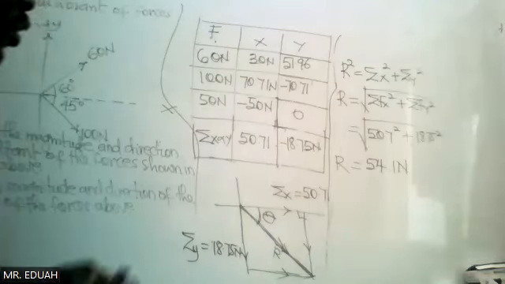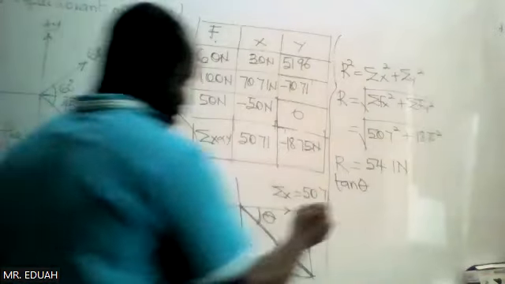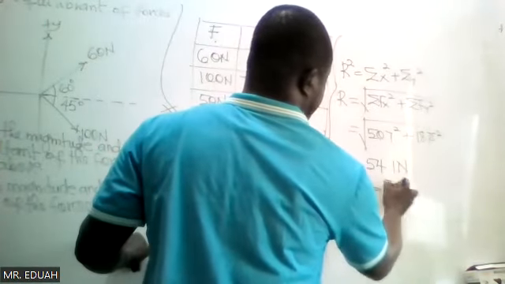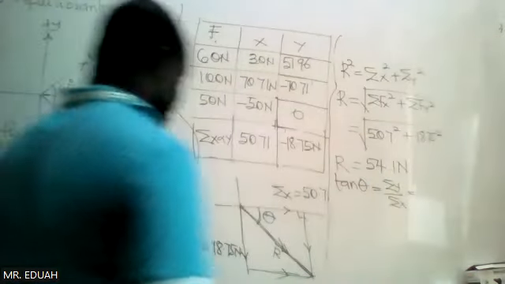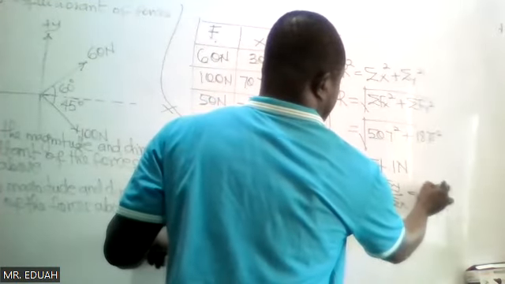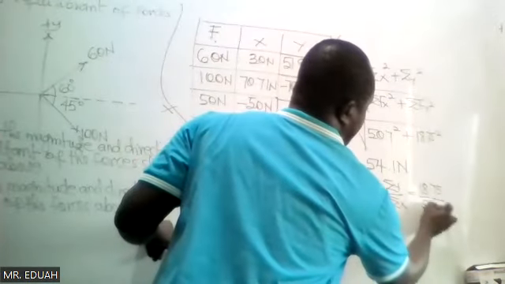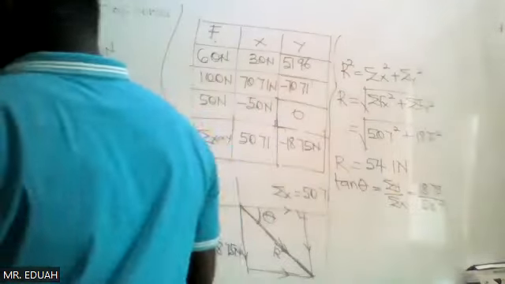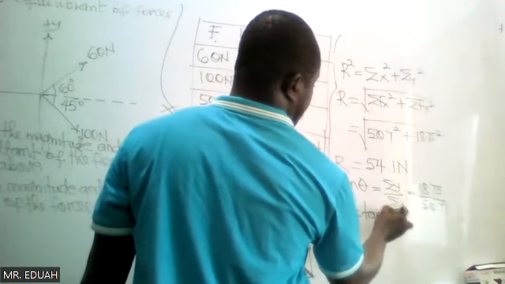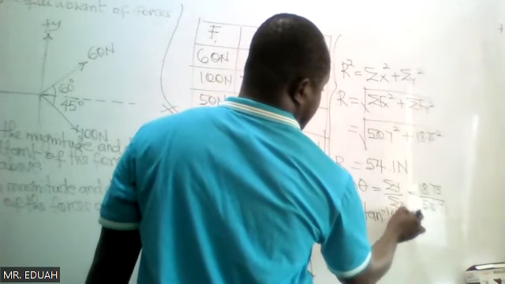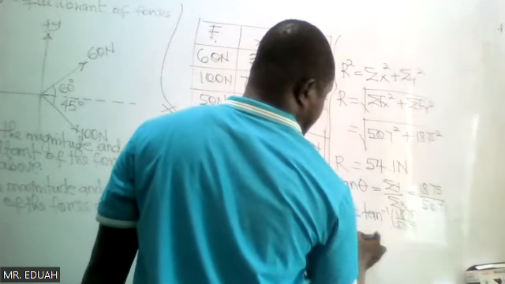Okay, all right. So tan theta is equal to summation y on summation x, which is 18.75 over 50.71. So theta is equal to the tan inverse of 18.75 on 50.71. And then you got 20 points.